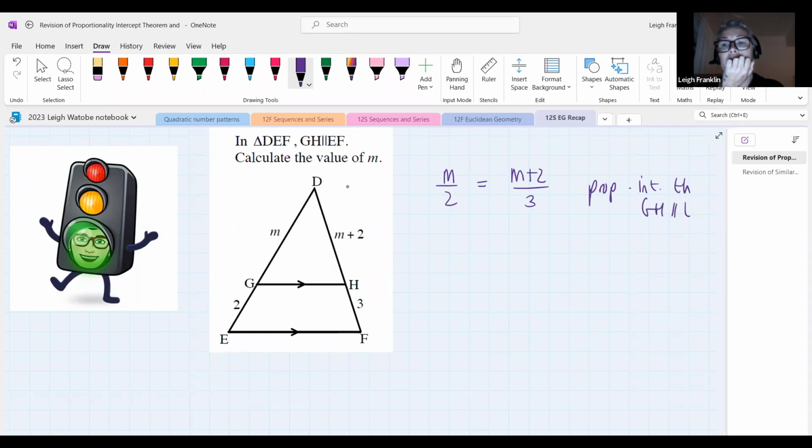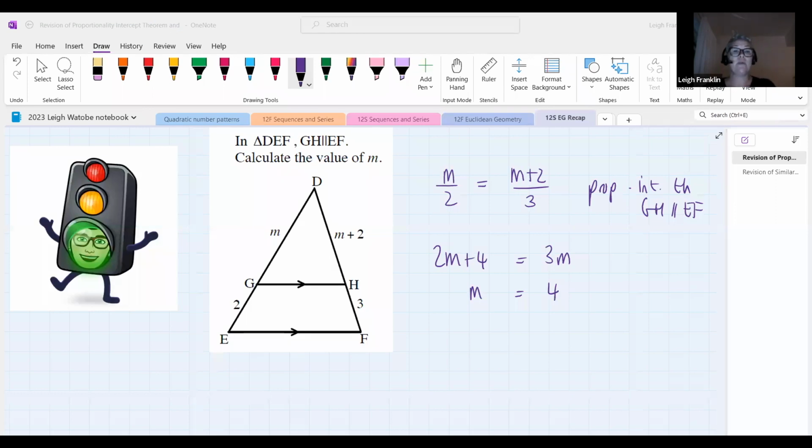Very nice. Then I cross multiplied: 2M plus 4 equals 3M. So I got an answer of M equals 4. Yeah, lovely. Well done. That's beautiful. I couldn't have done it better than that. You just went straight to that. Perfect. So what Zwanaka did here was perfect.